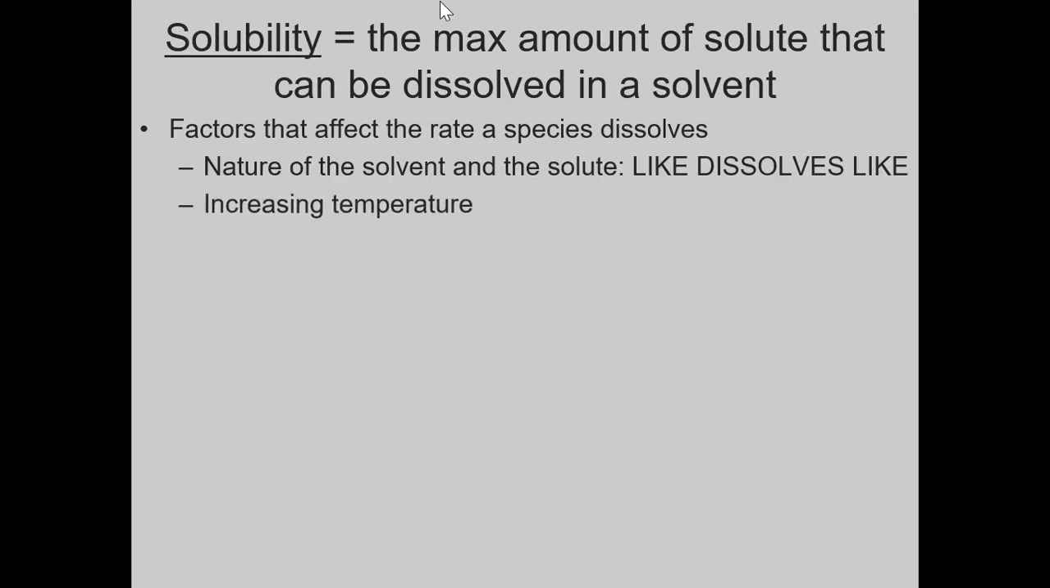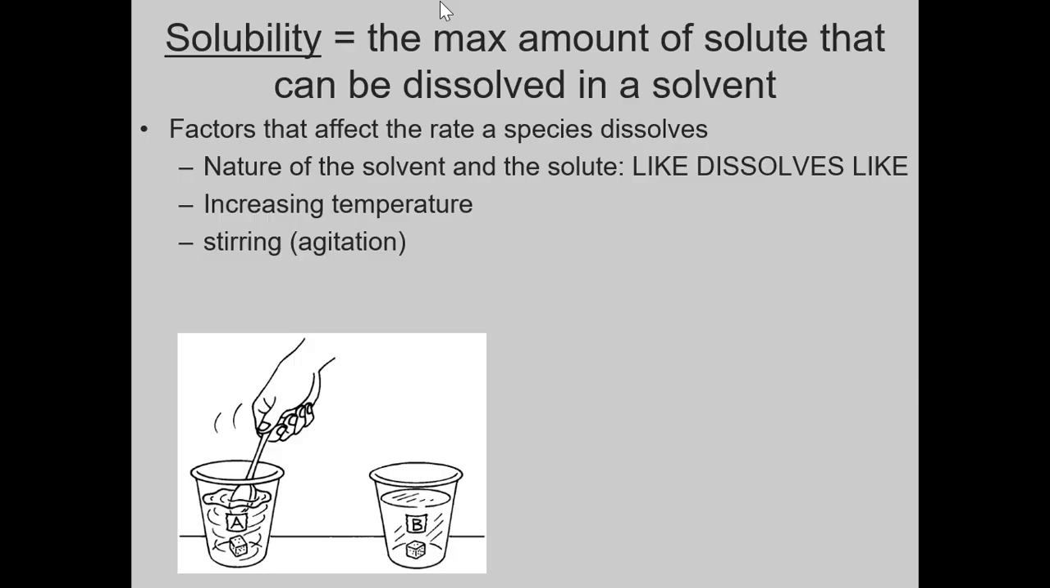Second, you can increase the temperature. If you increase the temperature, you can increase the amount of solute that is going to be dissolved, but also you can increase the speed at which it gets dissolved into the solvent. You can stir it, obviously. That's kind of a straightforward thing. Stir it, and you're going to make it dissolve a little faster. It won't necessarily dissolve more, but you can get it to go in faster.